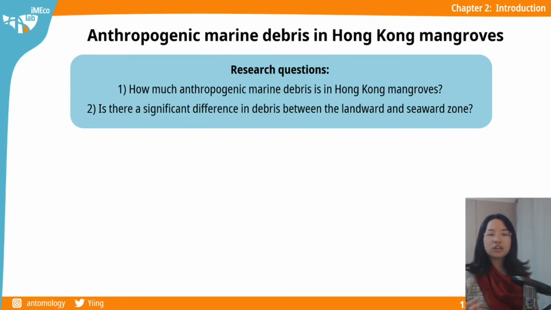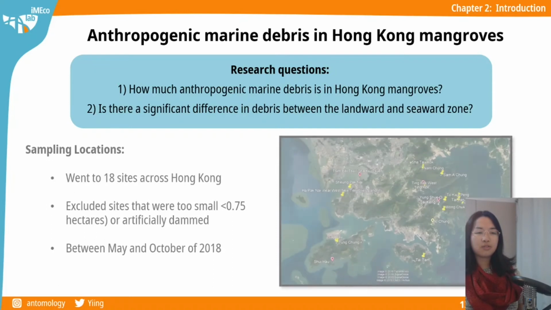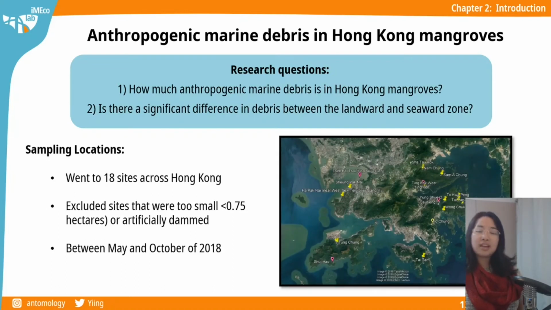For this chapter of my project, I had 2 main questions I wanted to answer. How much rubbish is there actually in Hong Kong mangroves? And is there a significant difference in debris between the landward and seaward zone of the mangrove? Previous studies suggest that mangroves act as a trap, and maybe debris is being trapped at the back of the mangrove, so that's what I wanted to look at. I also wanted to figure out what the potential sources of debris are, especially between those different zones. So I went to 18 different sites across Hong Kong.